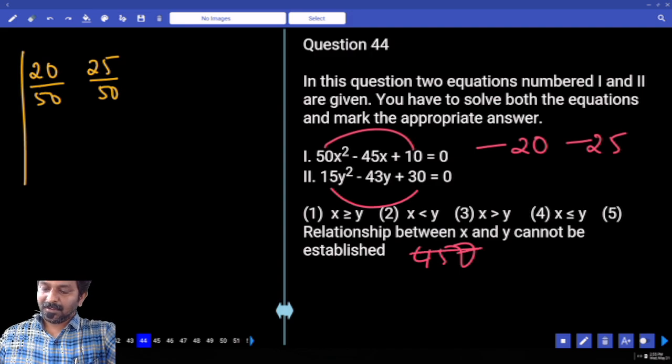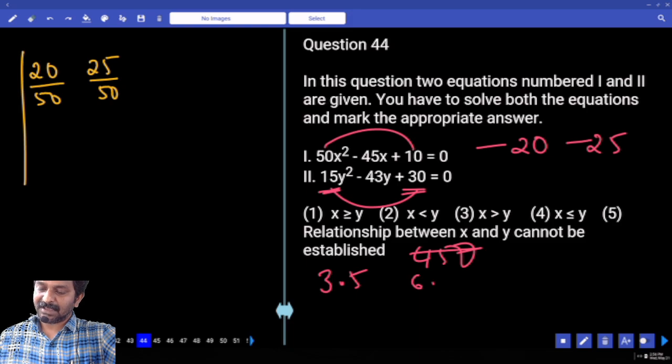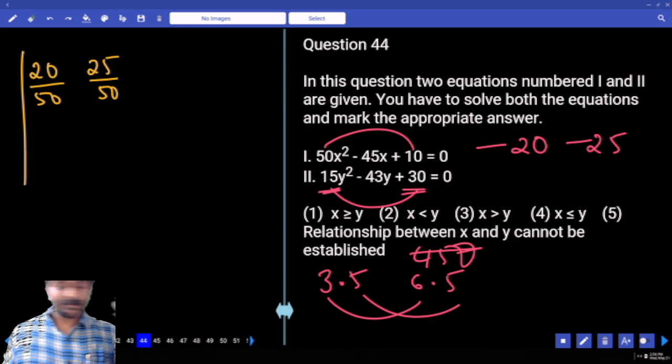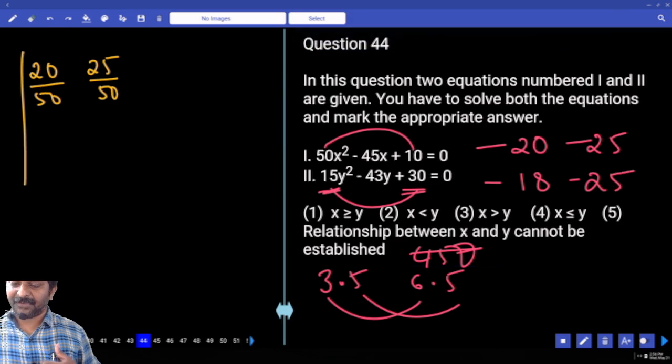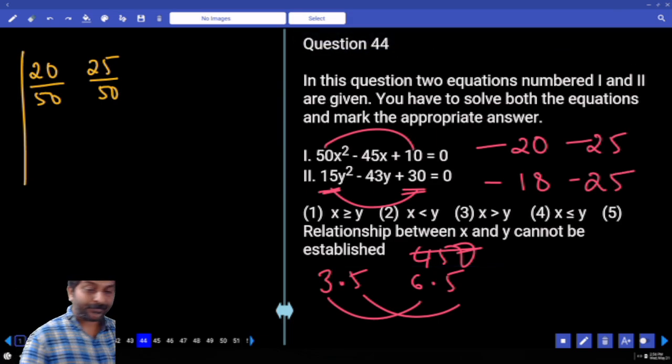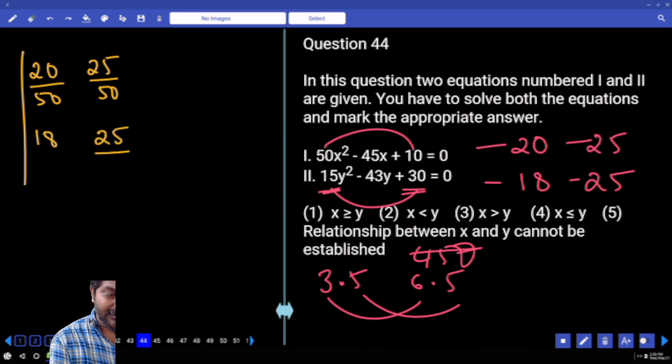Okay, fine. I'll write 15 as 3 times 5. I'll write 30 as 6 times 5. Is that okay? 6 threes, 5 fives. Minus 18 minus 25. Sum minus 43. Satisfied? Factors are plus 18 plus 25 divided by the coefficient of y square, 15. Less than 1, less than 1, both are more than 1, x less than y.